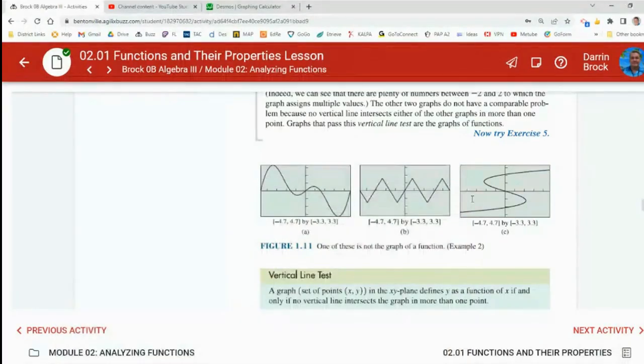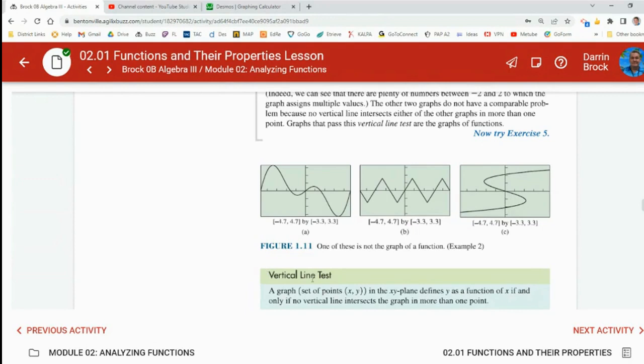So now, looking at this, it's easy for us to tell which one is not a function. Obviously, it's C, because right here, in between x equals -2 and x equals +2, there are 3 y values for every one of those x's that exist in between there. This one, there's only one y. It goes up and down, but there's only one y. There's only one y here. But this last one, we can see multiple y's for each value of x.